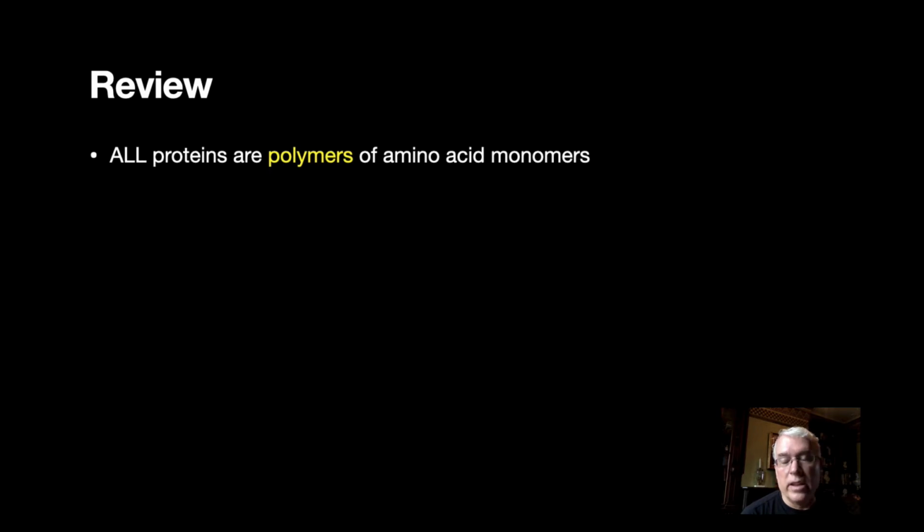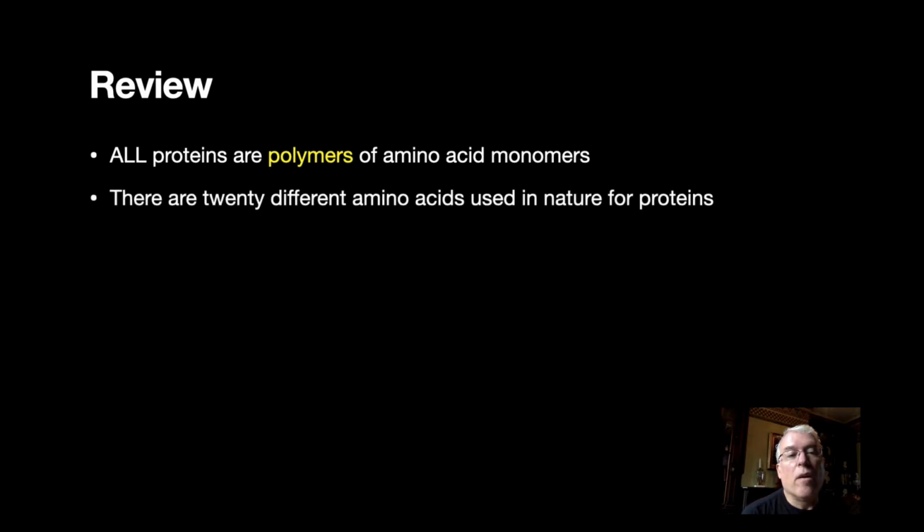So let's explore that. But before we do that, it's important that we review what we have already talked about regarding macromolecules. Now remember, proteins, like most other macromolecules, are what we call polymers, which means they are built from smaller subunits called monomers. And in the case of proteins, the monomers are called amino acids. There are about 20 different types of amino acids used by natural systems to build proteins.